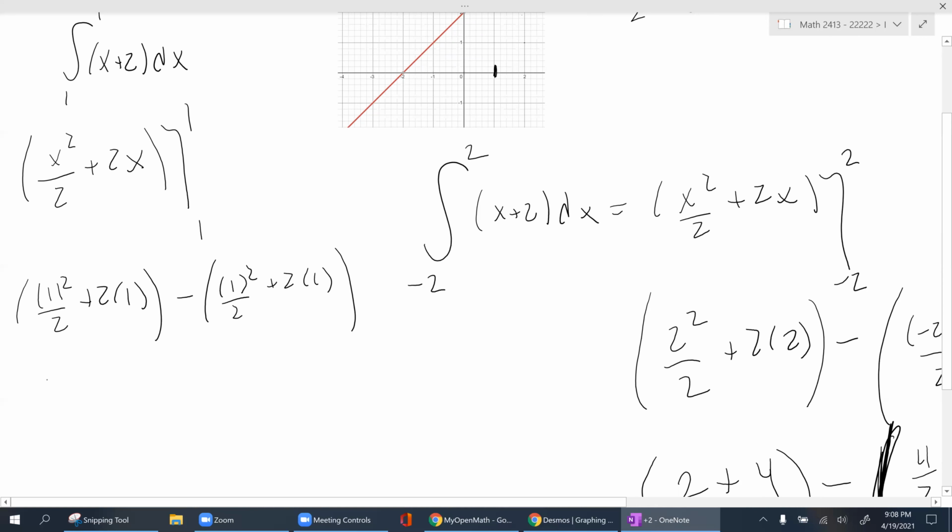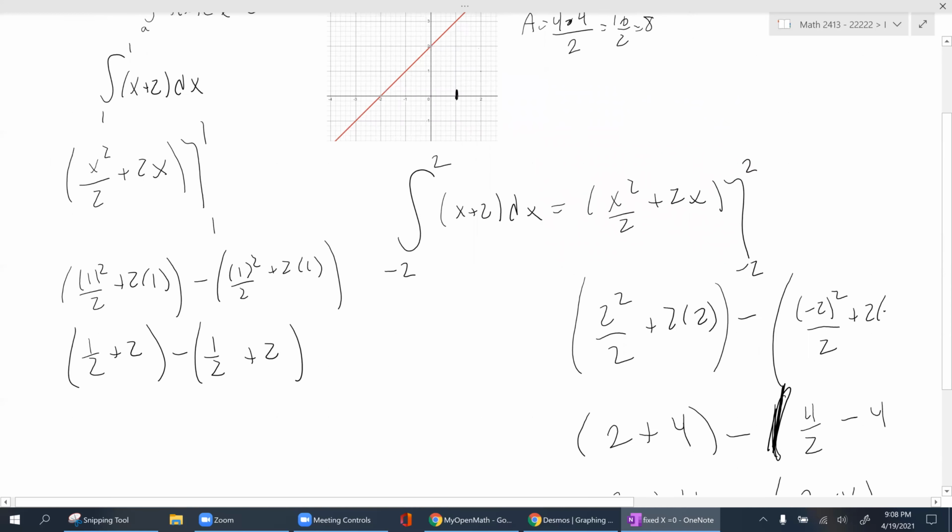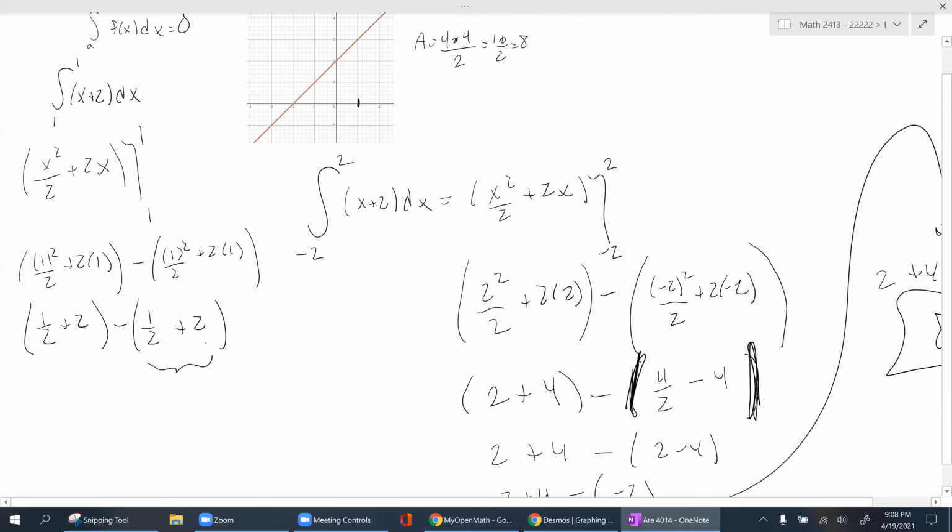So this here is going to be 1 over 2 plus 2 minus 1 over 2 plus 2, right? One thing you can do is combine these first, or you can distribute. Let's go ahead and distribute this negative into there. That's the importance of always having these parentheses. This is 1 over 2 plus 2 minus 1 over 2 minus 2. These cancel out and these cancel out, leaving me just with 0.